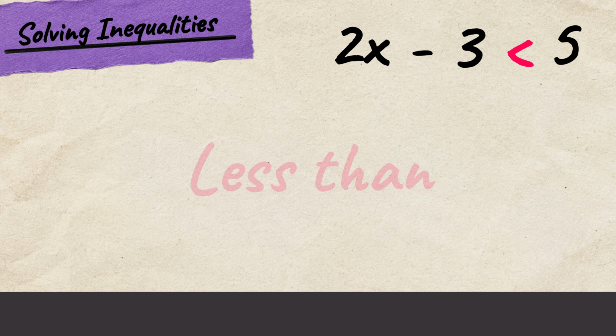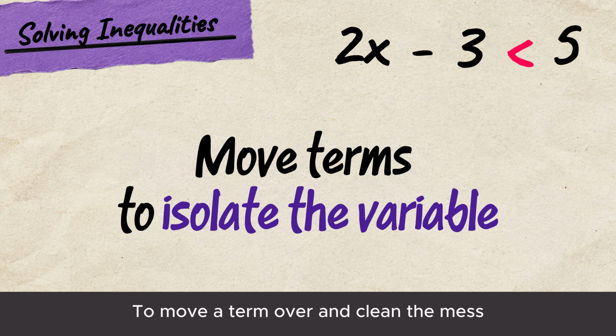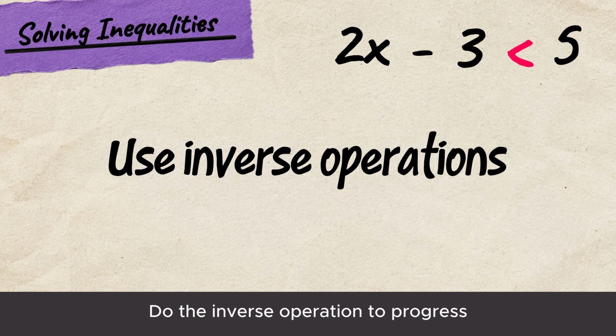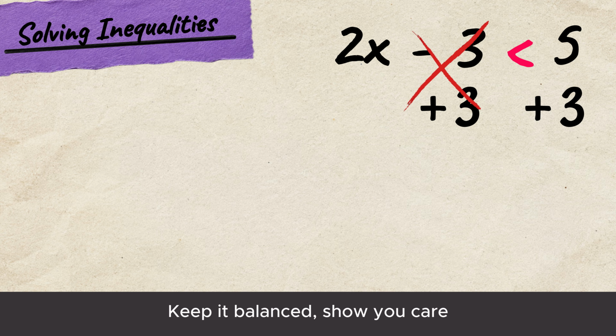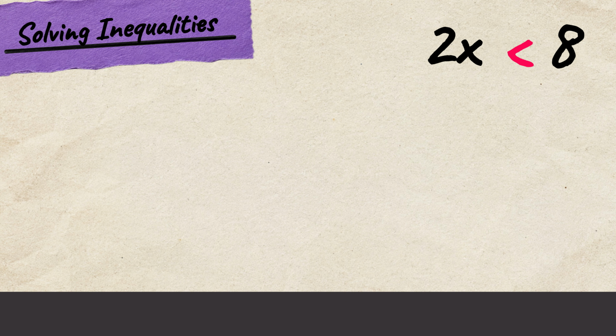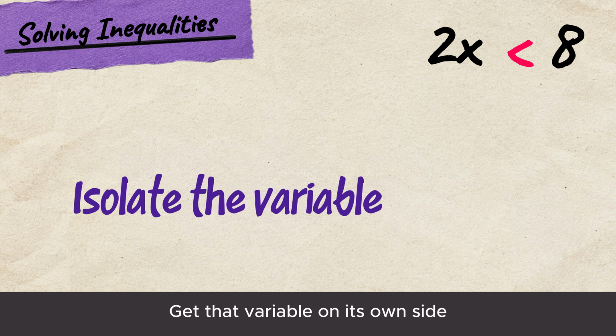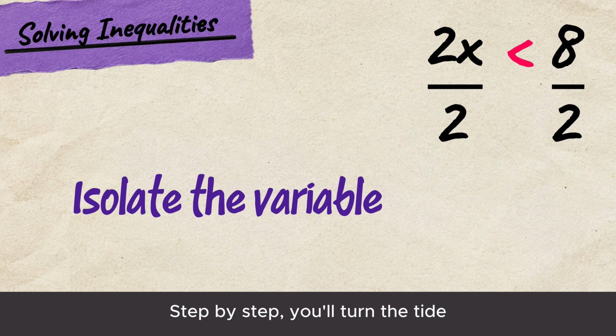Sometimes it's easier to move a term over and clean the mess. Do the inverse operation to progress. Add or subtract on both sides, fair. Keep it balanced, show you care. Got that variable on its own side. Step by step, you'll turn the tide.